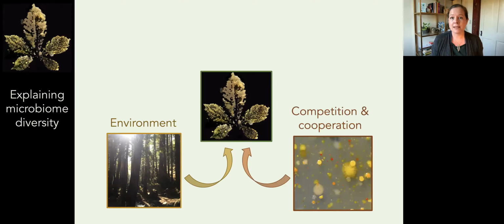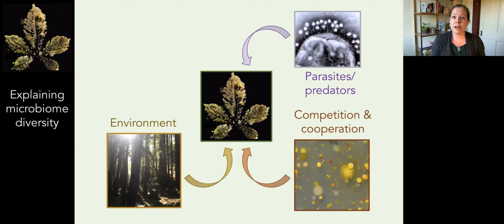On that point, the second factor that we need to take into consideration is competition and cooperation, so within-microbiome interactions. That can include direct competition for resources or indirect competition through toxin and antibiotic production. The third one is, just like plant and animal communities, the role that parasites and predators play in shaping these communities. For today's talk, the parasite or predator that I'll be talking about are bacteriophage, viruses that infect and kill bacterial cells.